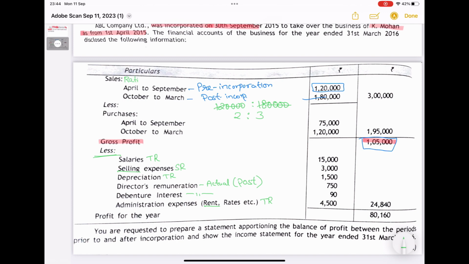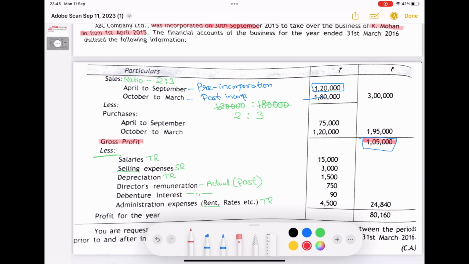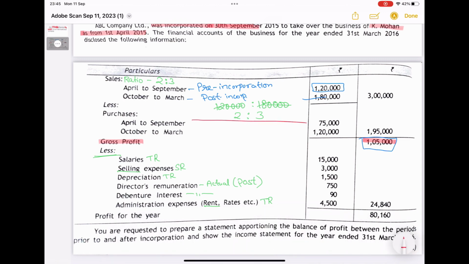6 2s are, 6 3s are. So 2 is to 3. So sales ratio is 2 is to 3. Next, we are going to calculate the time ratio. Here only I will calculate the time ratio, which they have also clearly given in the question.